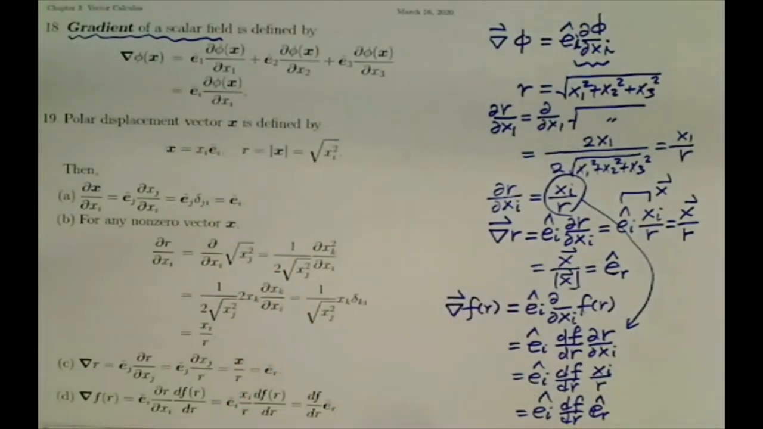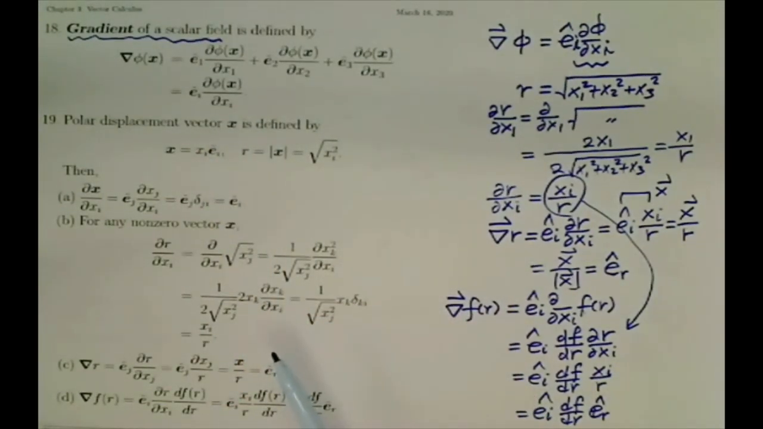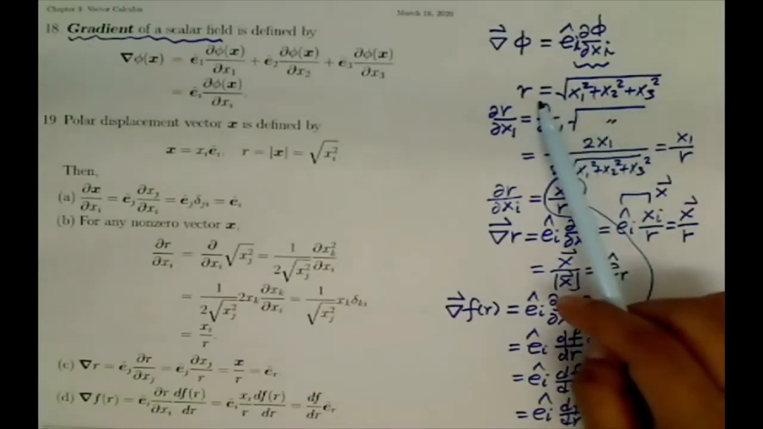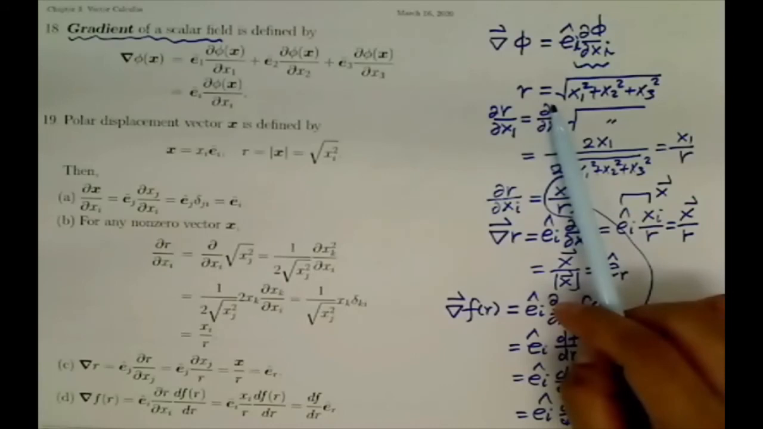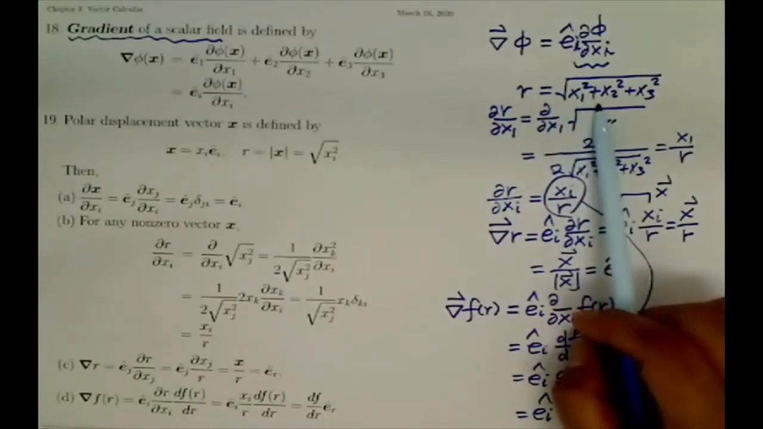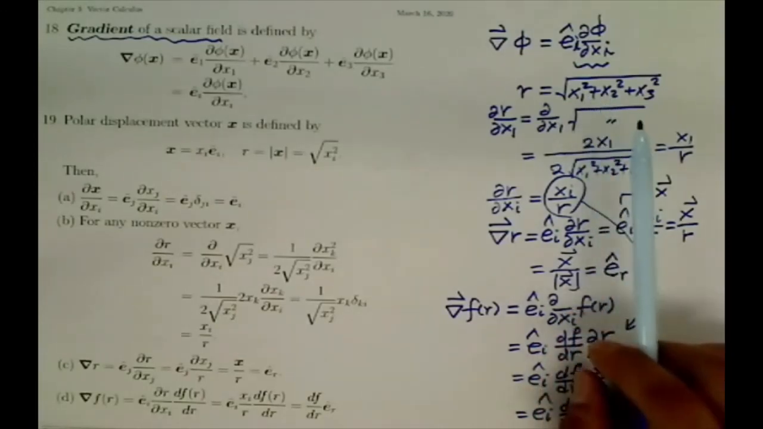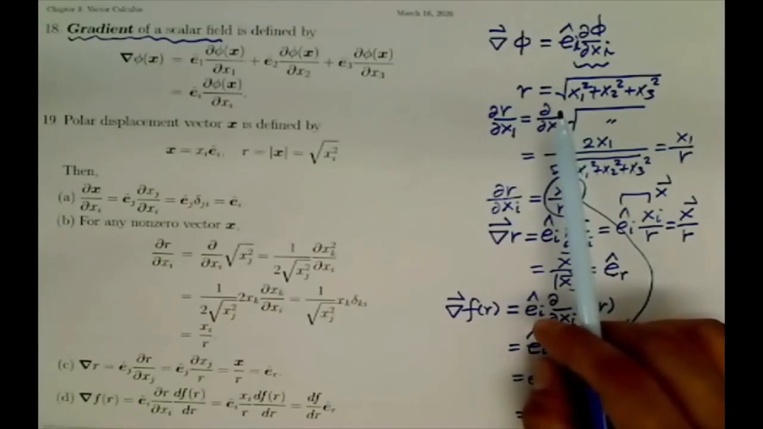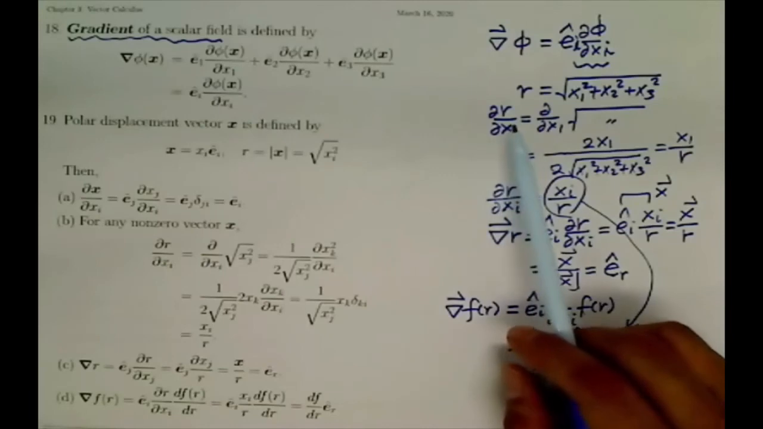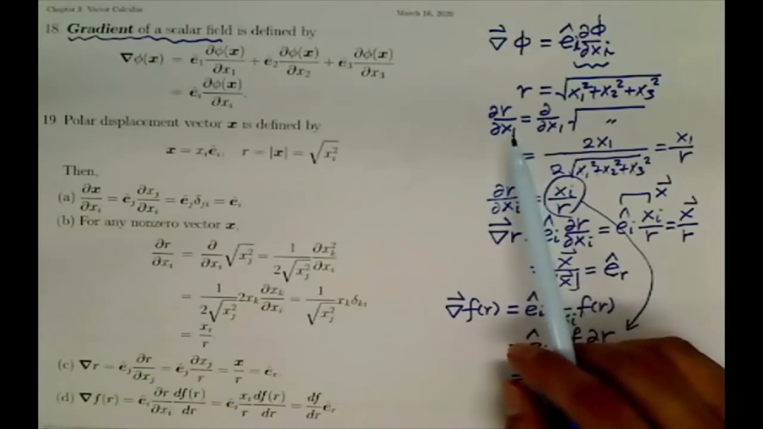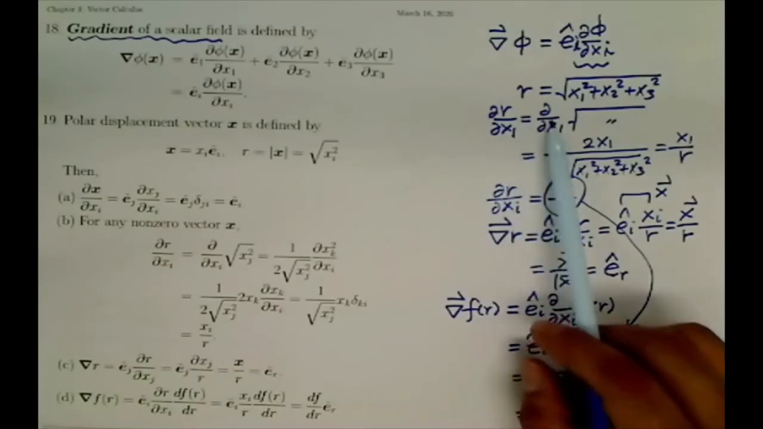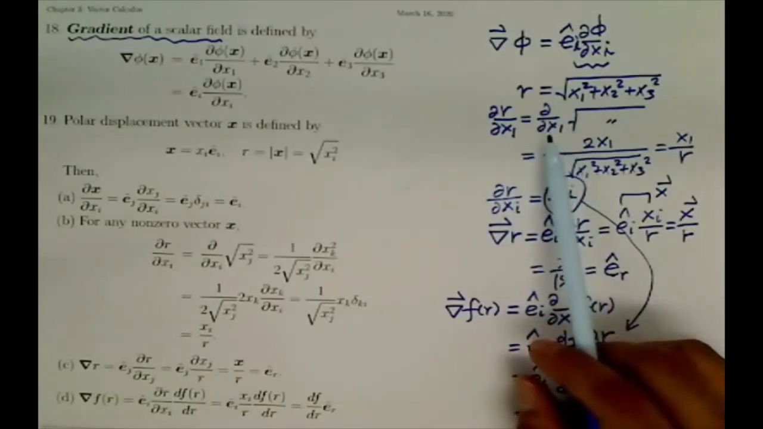Let us compute the gradient of some simple scalar function. For example, I can introduce the radius r, that is the square root of the square of the vector x. If I want to compute the gradient of a scalar, I have to take the partial derivative of that scalar with respect to each coordinate. First of all, I take the derivative with respect to x1. If I take the derivative of r with respect to x1, then I can apply the chain rule.